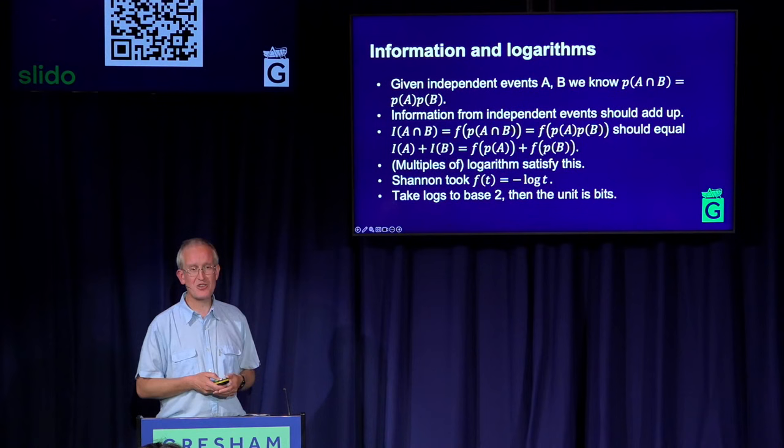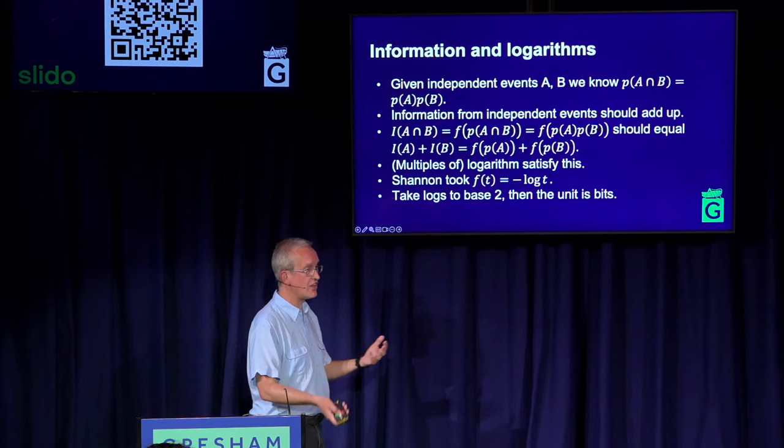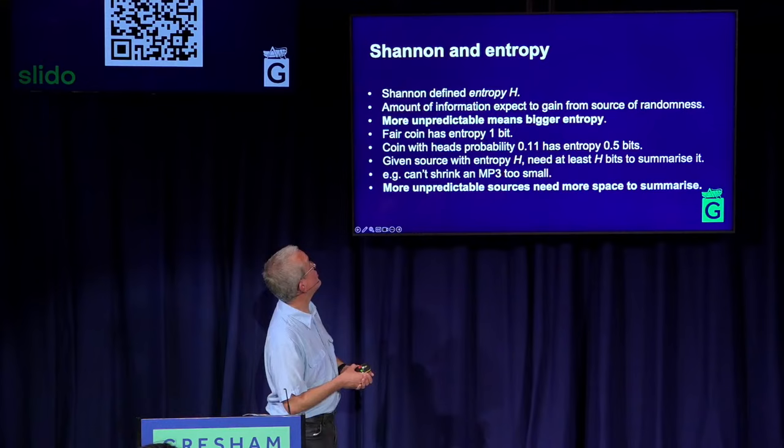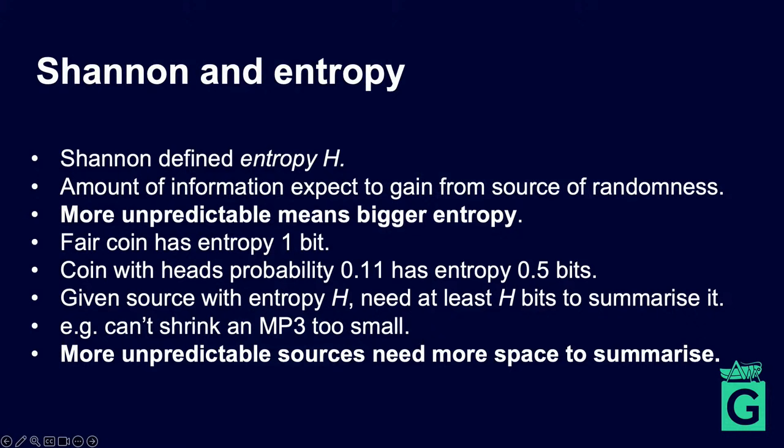Shannon came up with all of this just by thinking about simple things, thinking about coin tosses, thinking about combining things together. And he went on from there. He did a lot more. For example, he defined something called entropy. Entropy is the amount of information that we expect to gain.